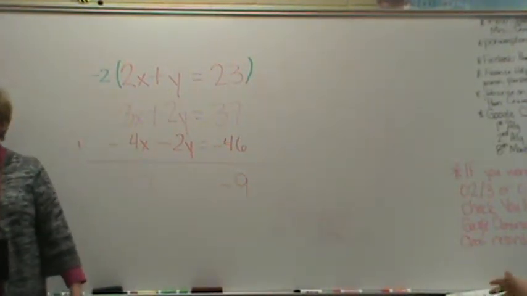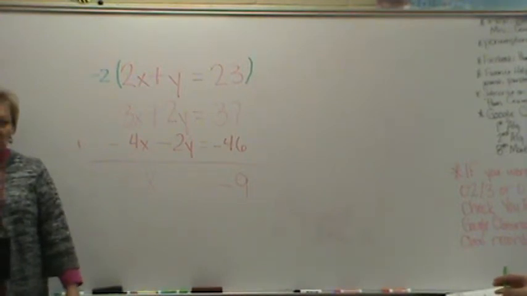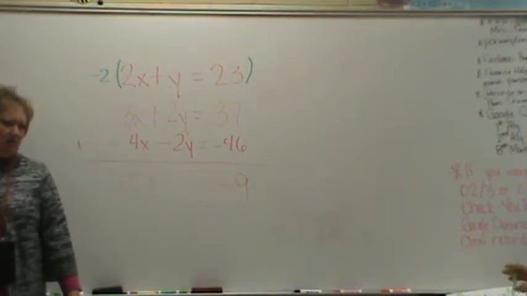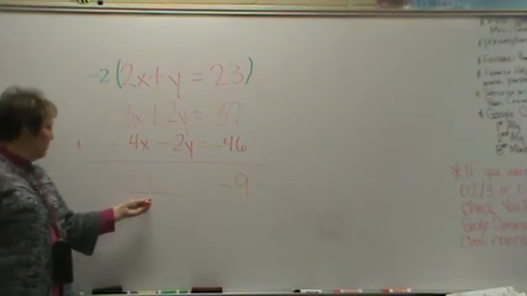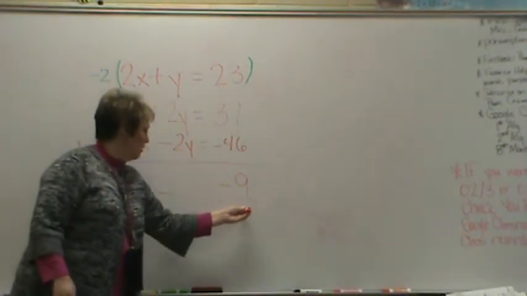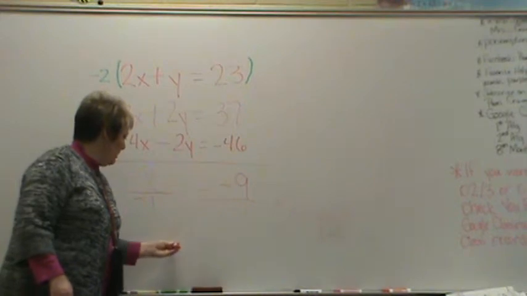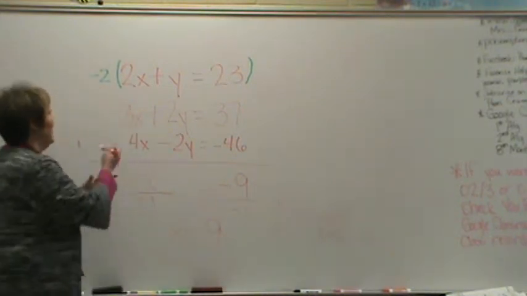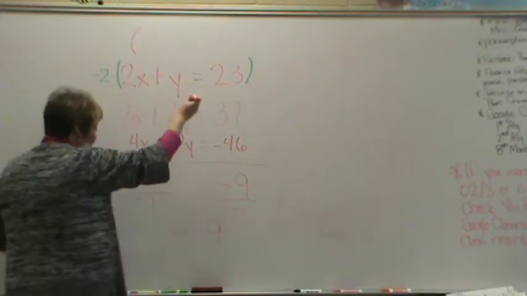Do I care about negative x? No, why not? Because I want just plain old normal everyday x. But you have negative 1x and you divide by negative 1 on both sides, and then x equals 9. There's your plain old x. Yay. So I've got half of my solution.